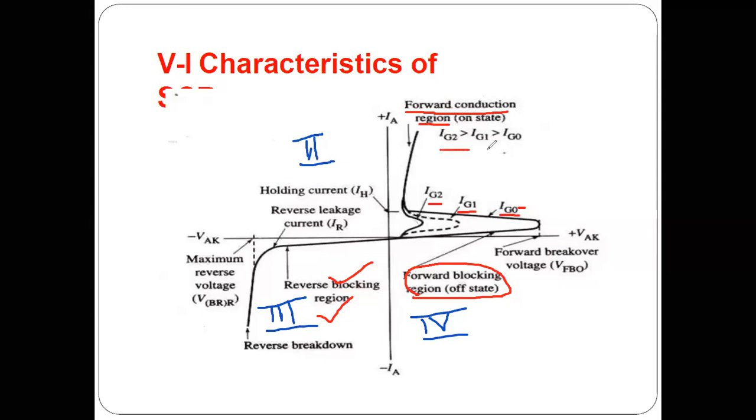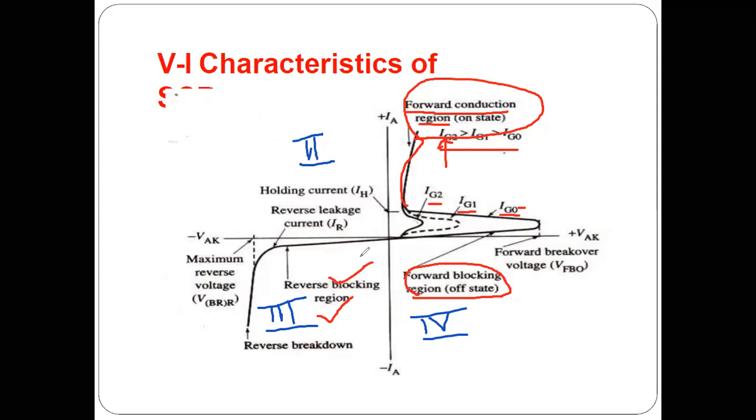That is why it is shown here that IG2 should be greater than IG1, and IG1 greater than IG0. This IG2 current makes my SCR turn on and work under the forward conduction region. This is with respect to quadrant number 1. And because of the currents IG1 and IG2, you can also have different currents here. One is called the holding current, another is the reverse holding current, and another is the latching current.